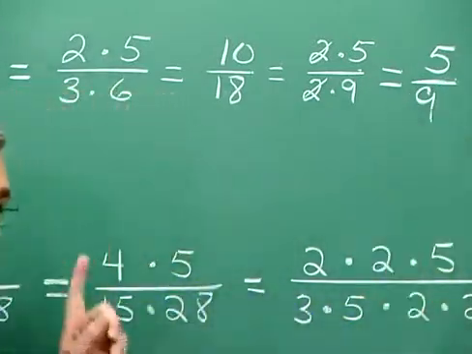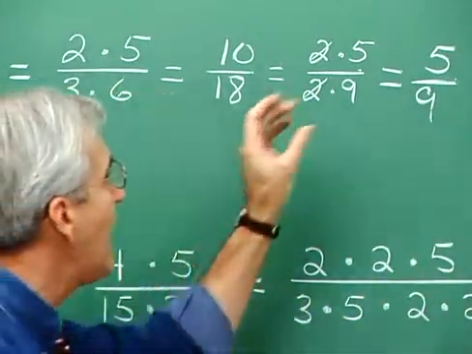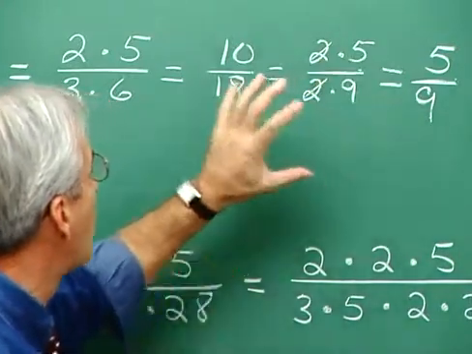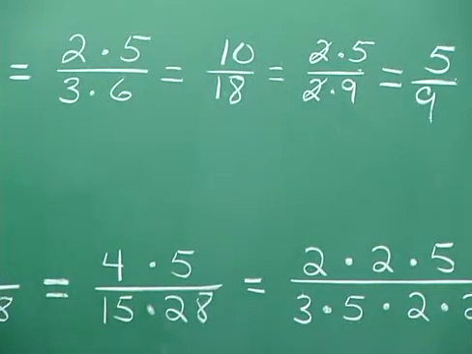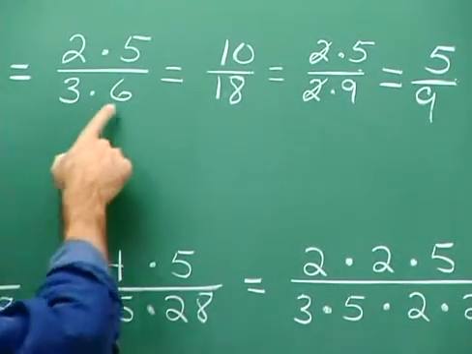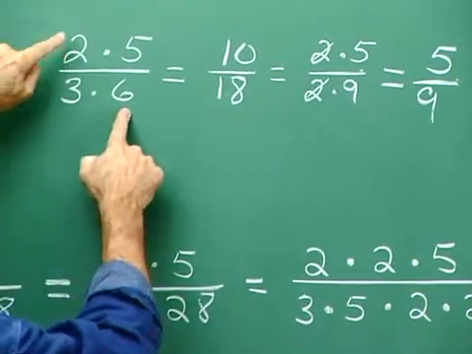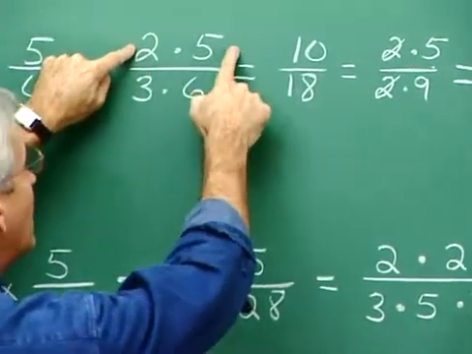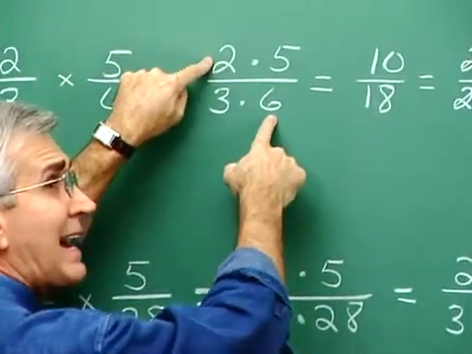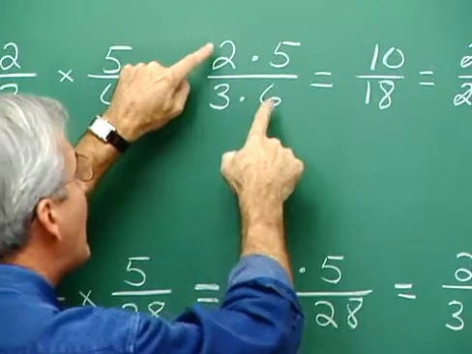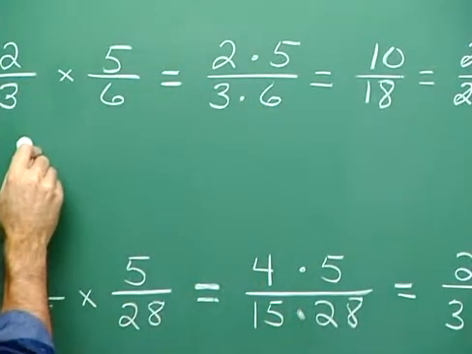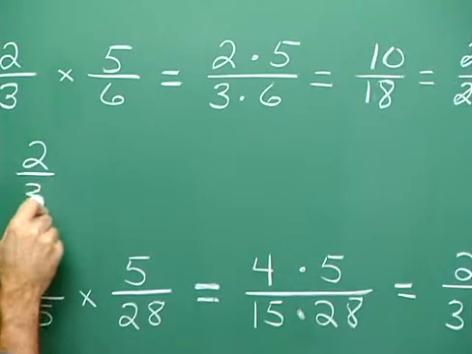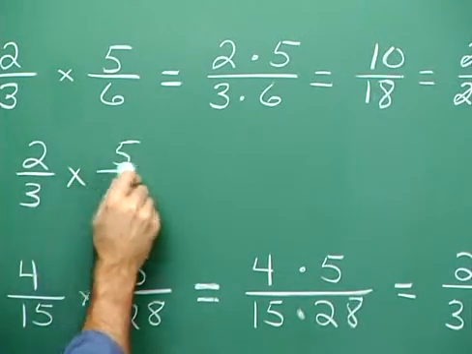Now, there's a better way to arrive at this reduced answer rather than to go through this 10/18. And we may be able to see it back here. In fact, we can see it right here, where we have a 2 in the numerator and in 6 a factor of 2. So we could have worked it like this. From the beginning, we could have said, well, let's see, this is 2/3 times 5/6.